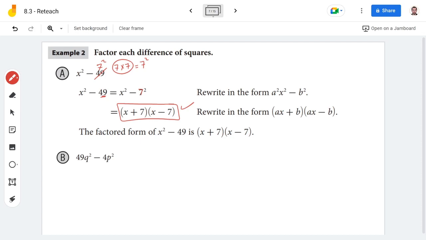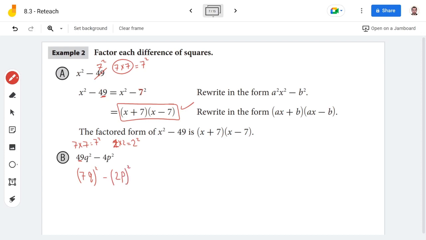Now, let's do the same thing for question number B. So as we can see here, 49 can be written as 7 times 7, which means 7 squared. Now let's rewrite 49 as 7q, both of them to the power of 2, minus. Also 4 can be written as 2 times 2. Now 2 to the power of 2, so it will be 2p to the power of 2.